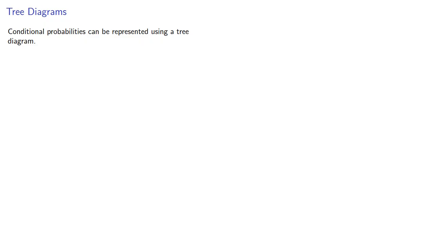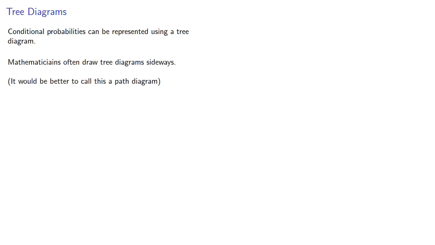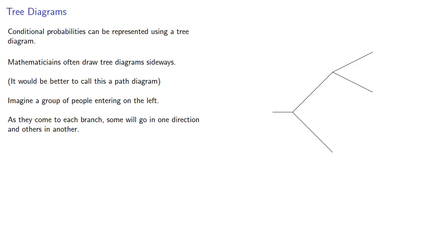Conditional probabilities can be represented using what we usually call a tree diagram. We often draw tree diagrams sideways. It would probably be better to call this a path diagram. So imagine a group of people entering on the left. As they come to each branch, some will go in one direction and others in another.